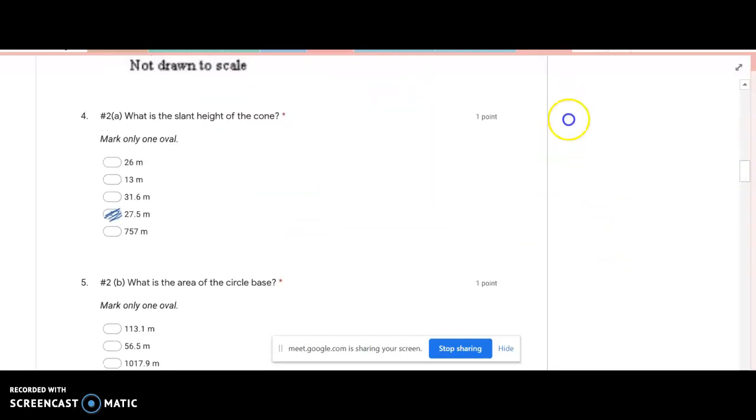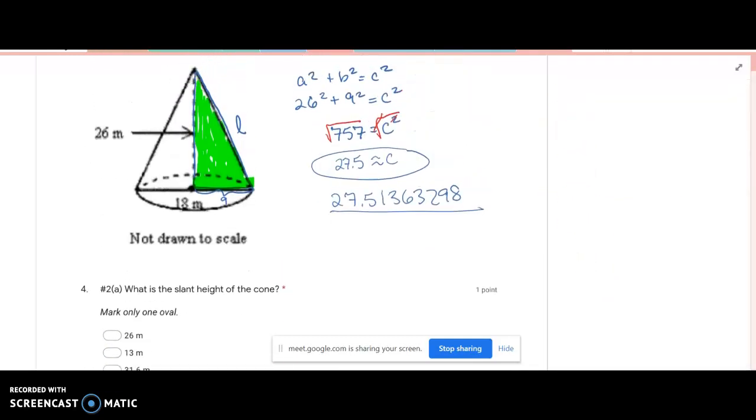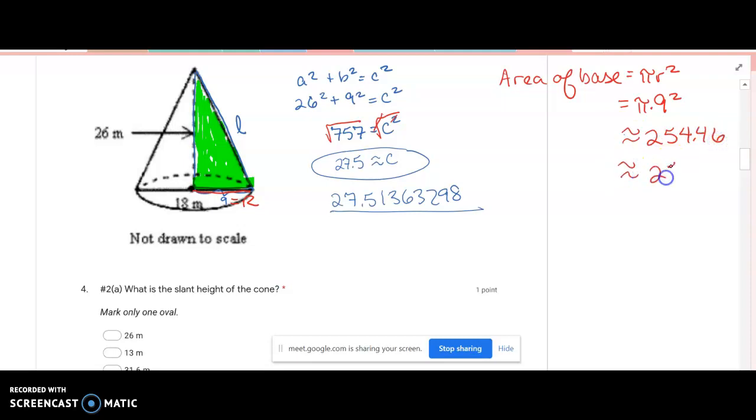The next question actually asked for the area of the circle base. So area of base is just pi r squared. That's pi times 9 squared, because again, our radius is 9 since our diameter is 18. So I'm putting in my calculator pi times 9 squared, and that comes out to 254.46, which is approximately 254.5 to the nearest tenth.